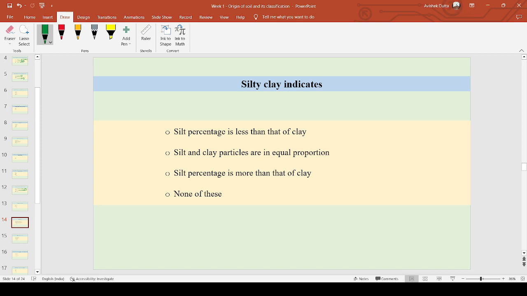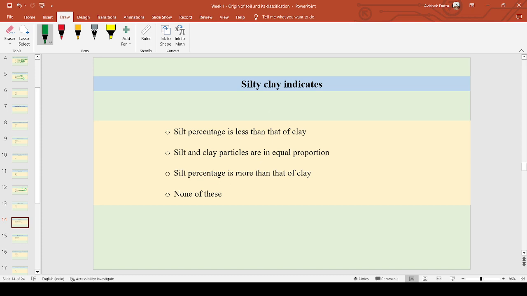Silty clay indicates that the silt percentage is less than that of clay. When we have a fine grained or coarse grained soil, the fraction which is less in amount comes as a descriptive term at the beginning. Like the sample is clay, but since it has silt also present, it is silty clay. The main sample is clay.